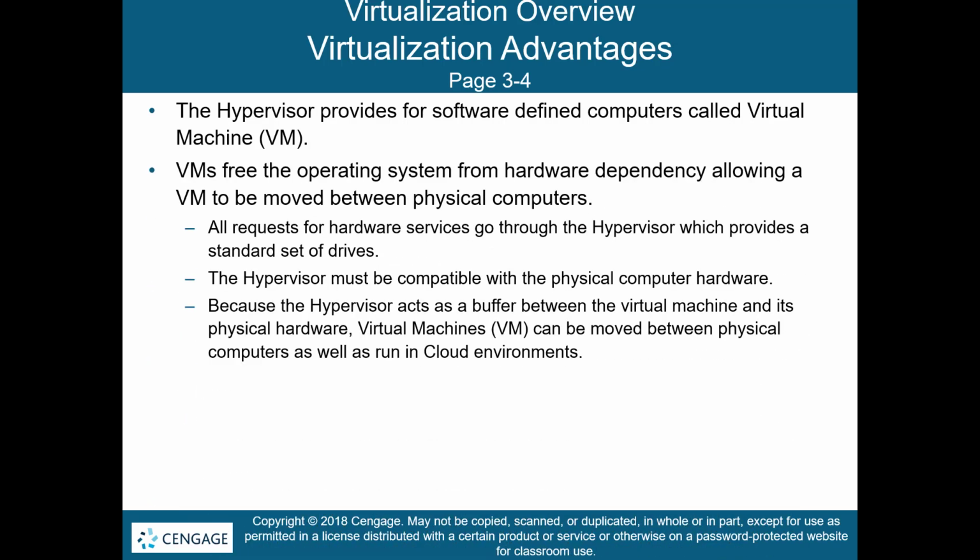And the virtual machine frees the operating system that's running in it from hardware dependency, allowing this virtual machine to be moved between physical computers because the hardware and operating system are no longer directly linked. All requests for hardware services go through the hypervisor. Using a standard set of drivers, the hypervisor then accesses the hardware and returns the results to the virtual machine's guest operating system. To do this, the hypervisor must be compatible with the physical computer hardware and software.